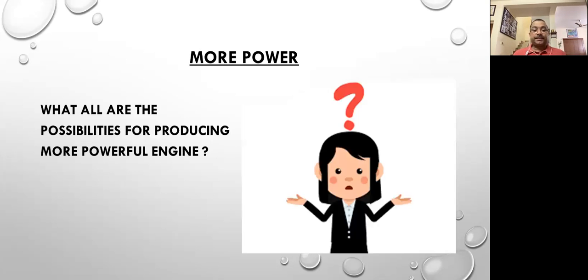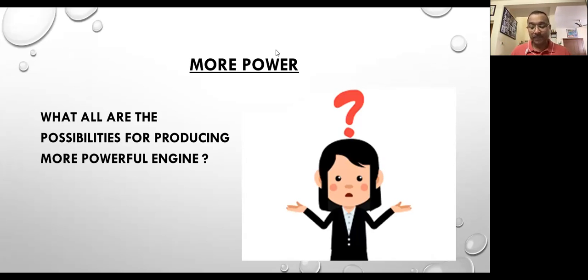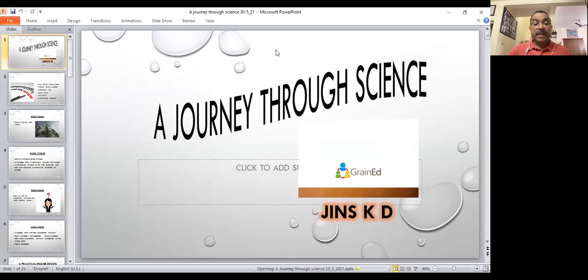Sadish, next. Uncle is giving a little bit of time for you. So what all are the possibilities for producing a more powerful engine or varying capacity engine? What is our possibility? Do you have any answer?